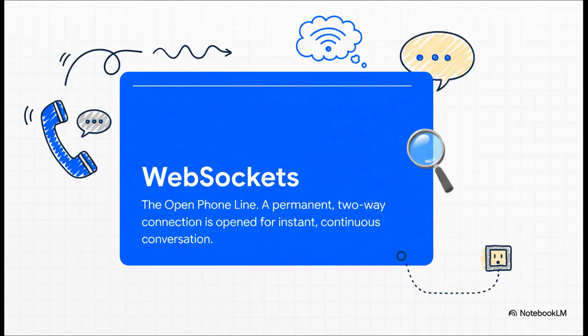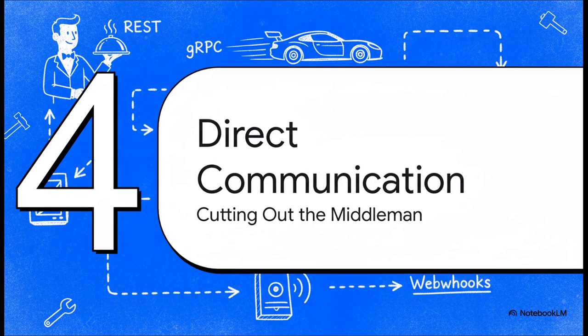And then, for the most demanding real-time needs, we have WebSockets. Now, this is like opening a permanent two-way phone line between your app and the server. Once that connection is established, both sides can talk to each other instantly, back and forth. This makes it absolutely perfect for things that need constant live updates, like a chat application, a live stock ticker, or online multiplayer games.